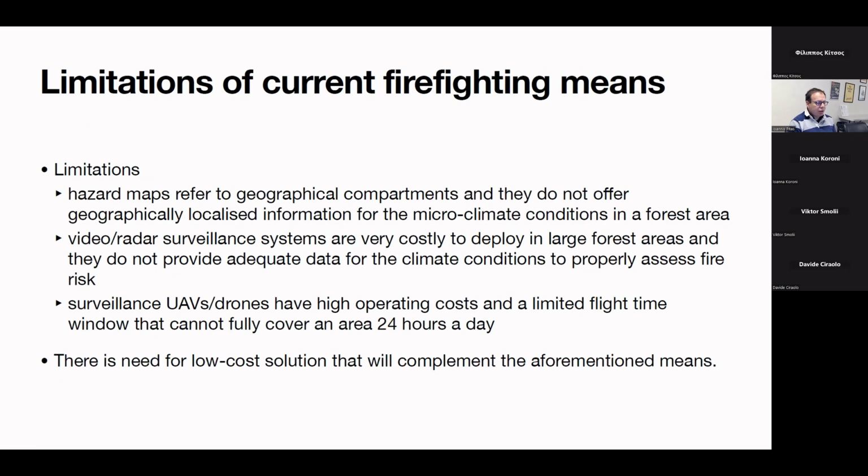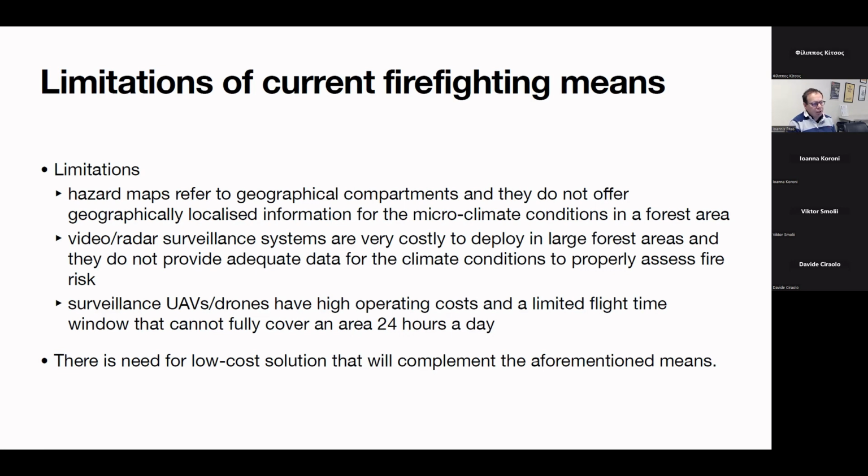The limitations of the means that I mentioned in the previous slides are the following. First, the hazard maps refer to geographical compartments, and they do not offer geographically localized information for the microclimate condition in the forest area, which is very important for the way that fire develops. Another limitation is that the video and radar surveillance systems are very costly to deploy, especially in large forest areas, and they do not provide adequate data for the climate conditions to properly assess fire risks.